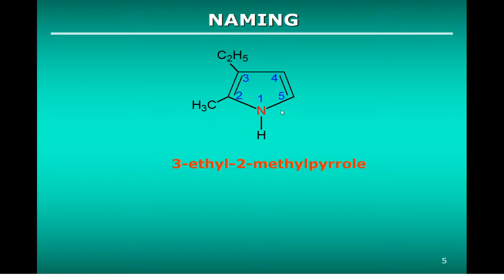We have another type of naming. It's for such compounds of a symmetrical nature. Second and fifth can be numbered as alpha, third and fourth as beta. But when there are two different substituents, such numbering is unacceptable.